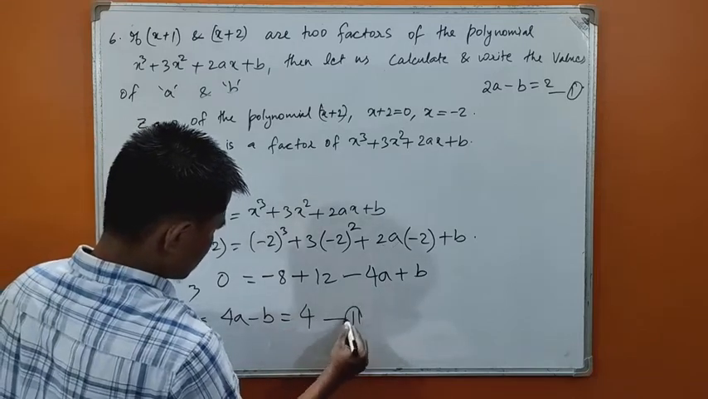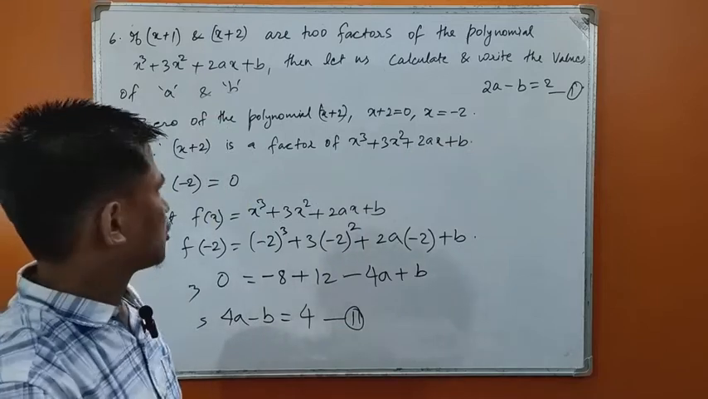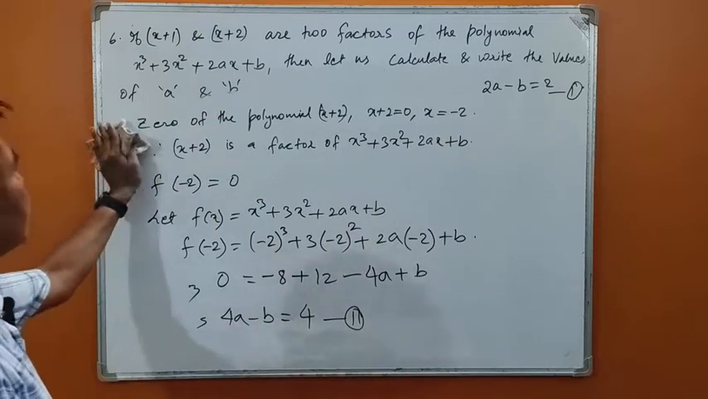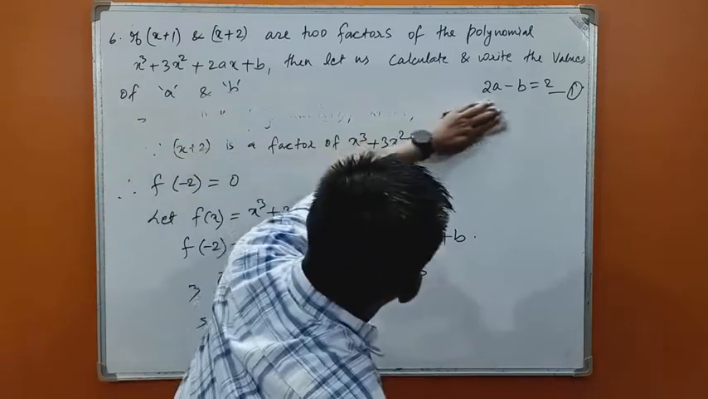So this is equation 2. We already have equation 1 and this is equation 2. Now let us solve equation 1 and 2 to find the value of a and b. Okay, please take the screenshot quickly. I am going to erase this.